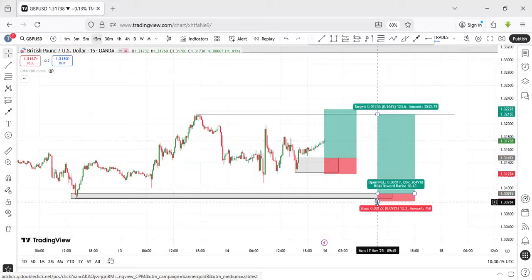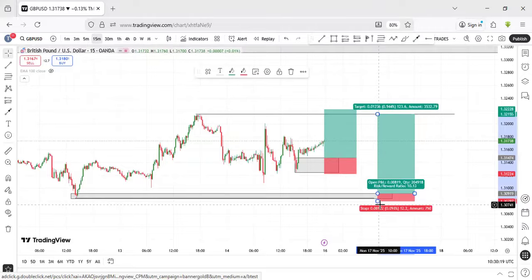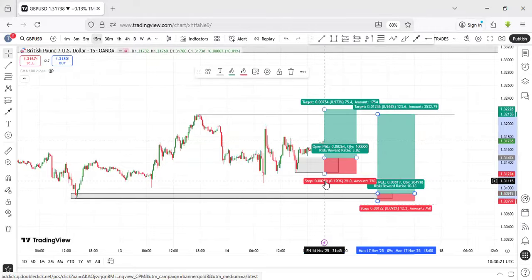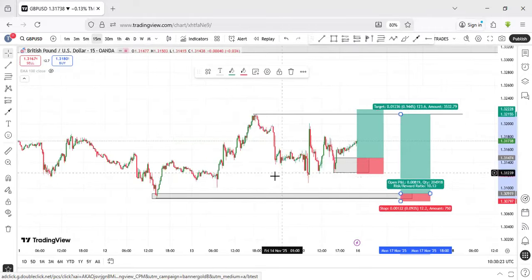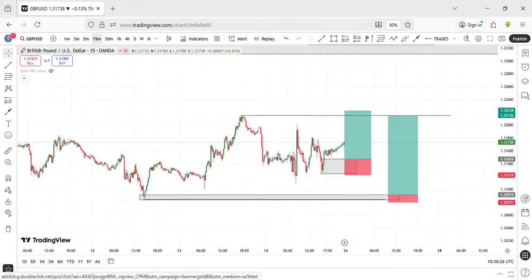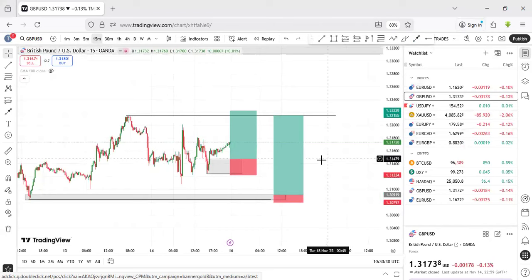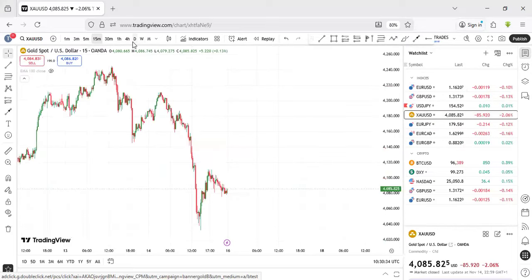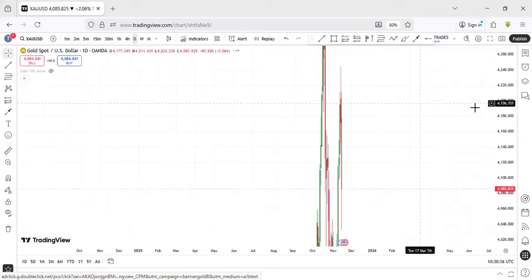But you have to be careful. Remember, trading is reactive and not predictive. And just trade along with what the market is giving to you. Now, let's quickly look at gold. I have another very good order setup on gold, right? Now let's go to daily on gold.